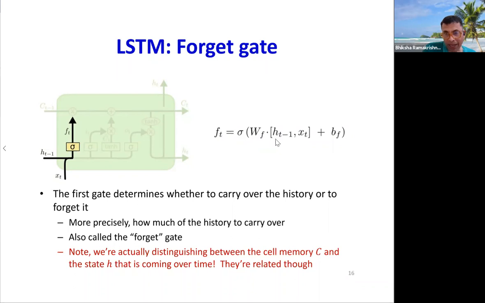Now, the affine combination that it computes is obtained by multiplying the concatenation of these two values, the previous hidden state and the input to the cell, by a weight matrix and adding a bias. And the output is obtained by applying the sigmoid activation to this affine value.